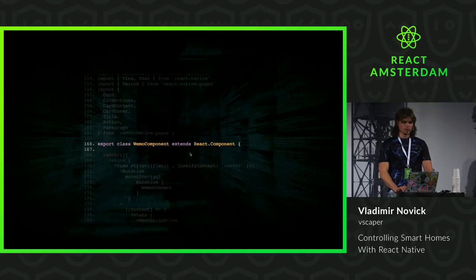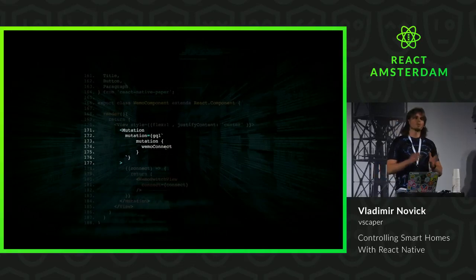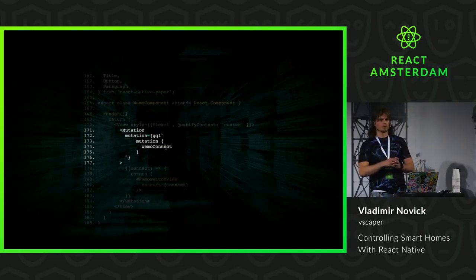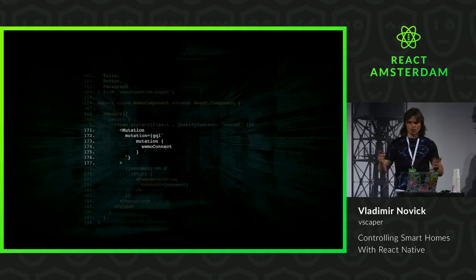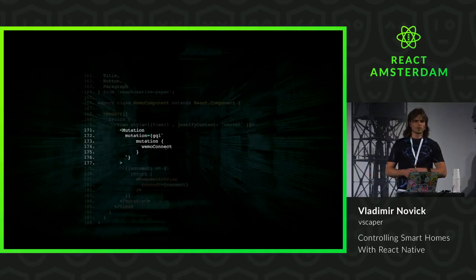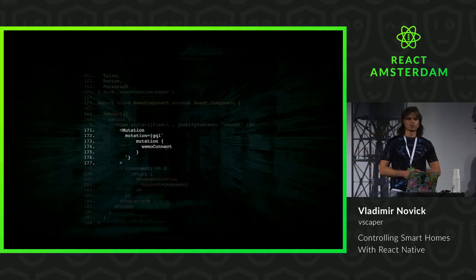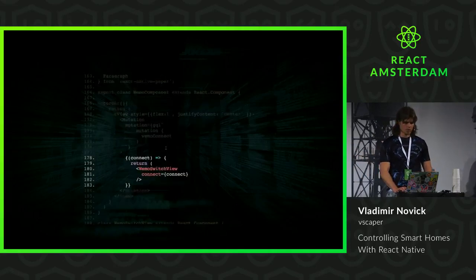For the Wemo component, first of all, because Wemo needs to get this setup URL, and because it needs to be actually connected, we need to call Wemo connect. This is essential for working with Wemo specifically. You call this mutation, it connects, and then you can query it, you can change states, this kind of thing.